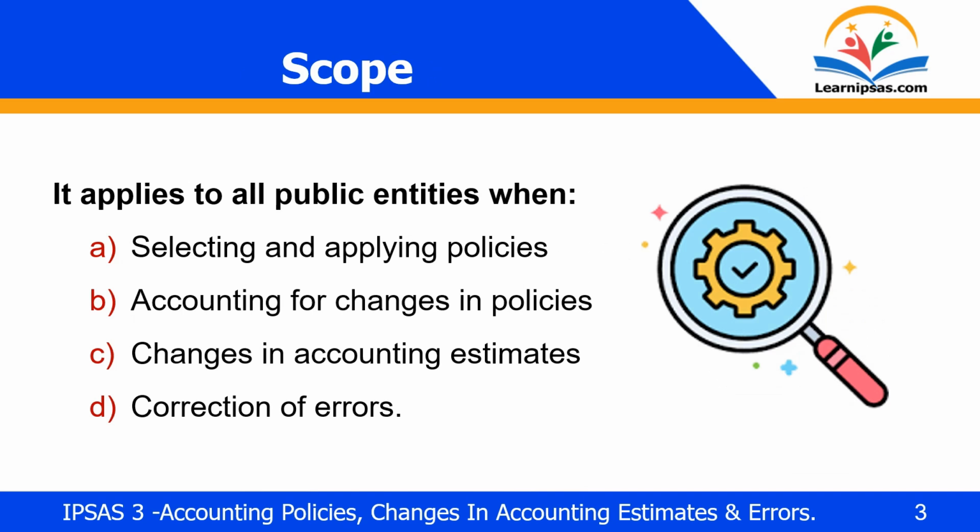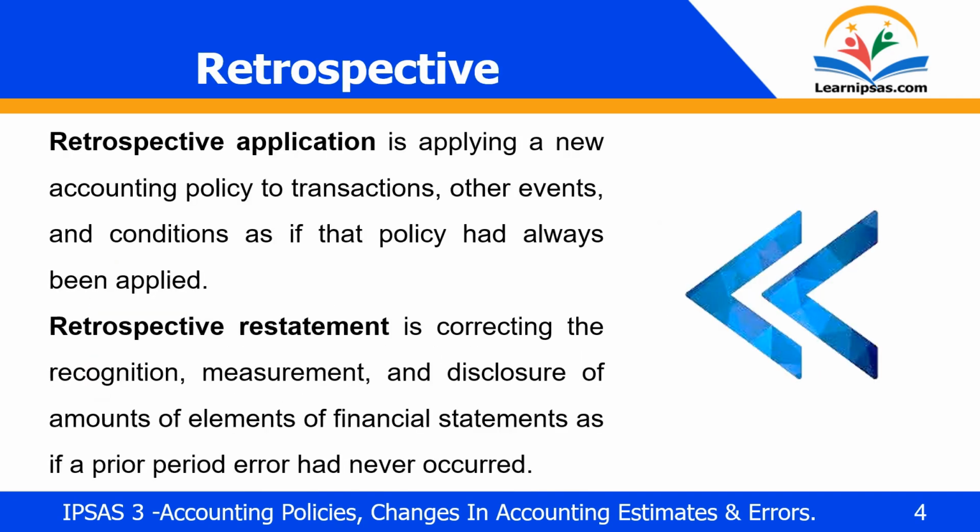The scope: it applies to all public sector entities, same way as the objective, when selecting and applying policies, accounting for changes in policies, changes in accounting estimates, and correction of those errors.